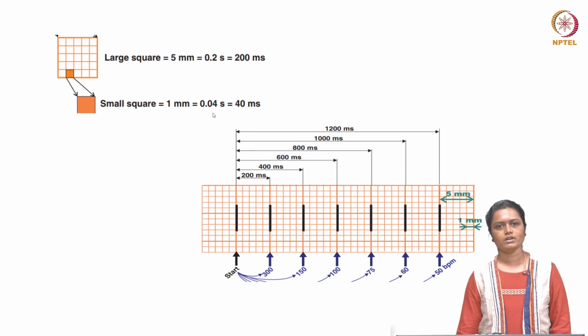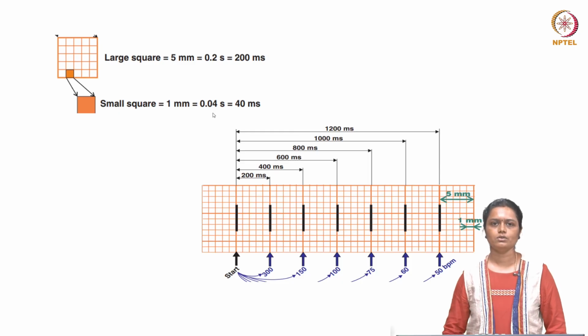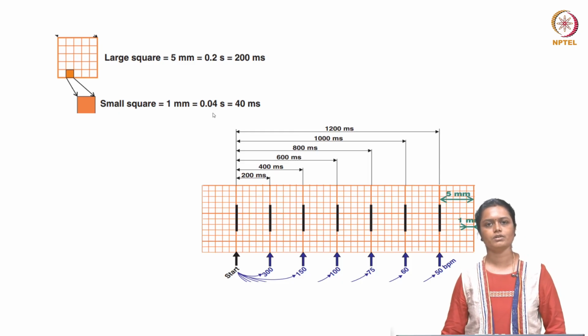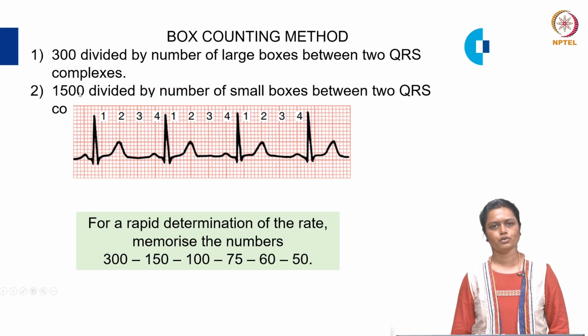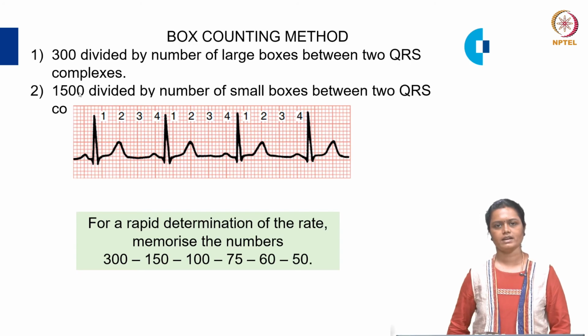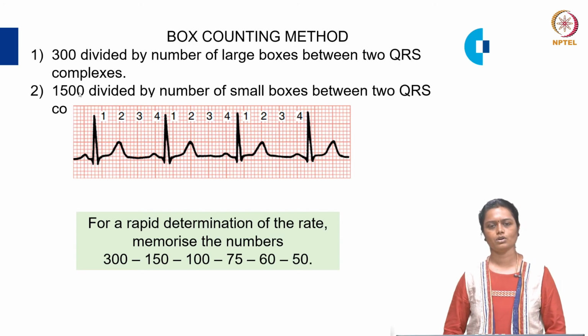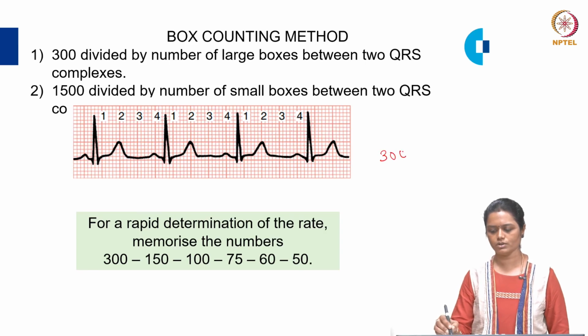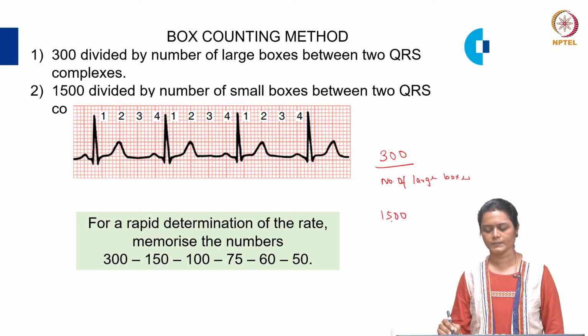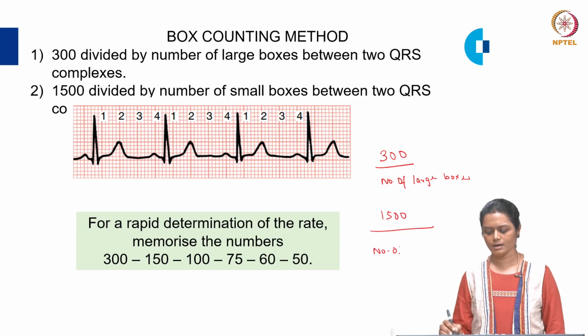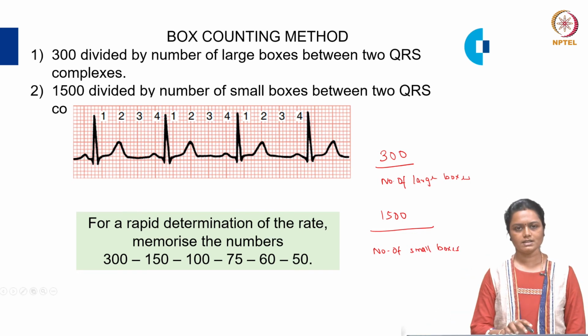Normally, you take the ECG recording, take two consecutive QRS complexes and count the number of either the large boxes or the small boxes. You have two formulas. You can divide 300 by the number of large boxes between two QRS complexes, or if you count the number of small boxes, the formula will be 1500 divided by the number of small boxes between two QRS complexes.